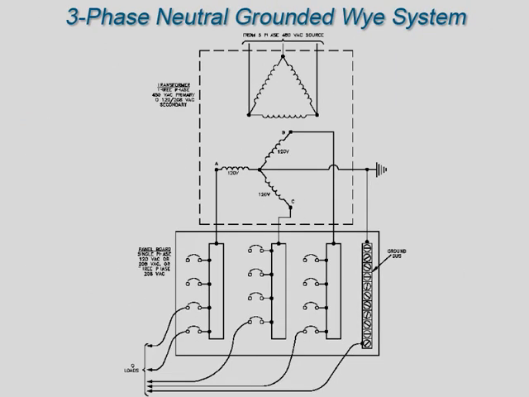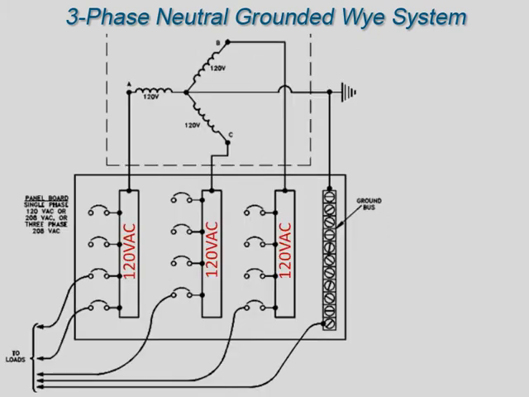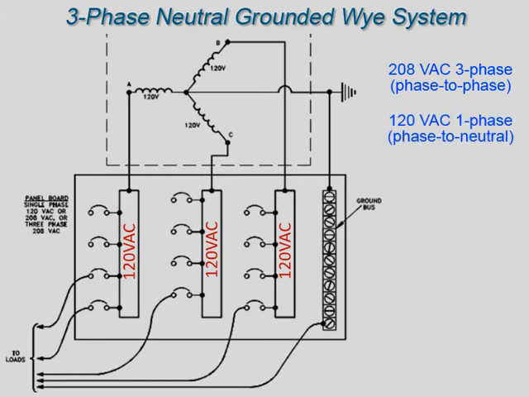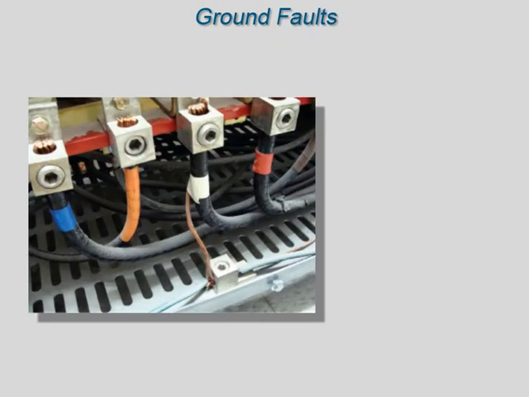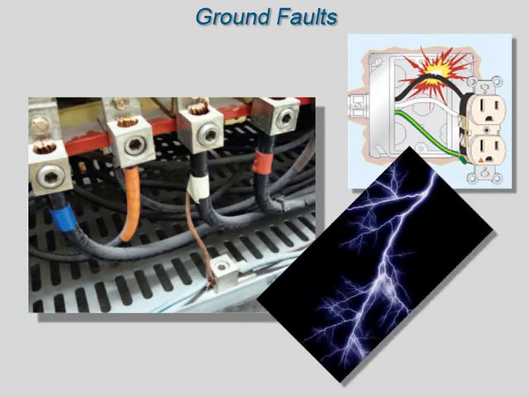The center grounded Y system extends 3 current-carrying insulated conductors and an insulated grounded neutral to the loads from the secondary. Its purpose is to provide 208 volts AC 3-phase, phase-to-phase, and 120 volts AC single-phase, phase-to-neutral power from the same system. This system is recognized as the safest possible multi-purpose distribution system for low voltage and is commonly seen in the 208 and 120 volt range in many facilities. System grounds have useful functions, such as maintaining line voltages to ground at specific levels, and can be used to protect the system from accidental grounds or from lightning strikes.